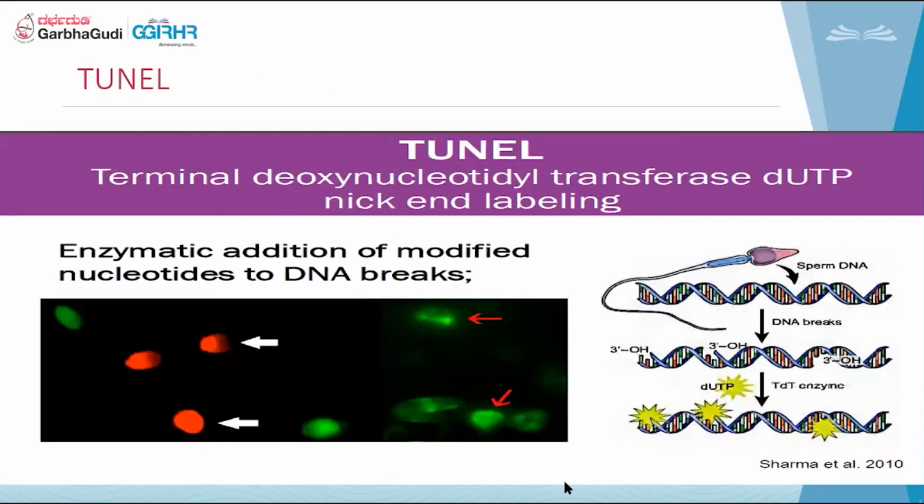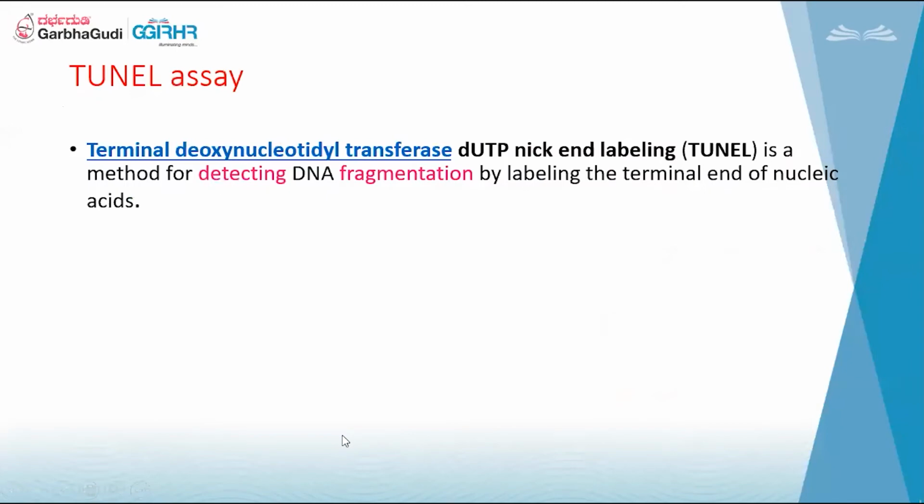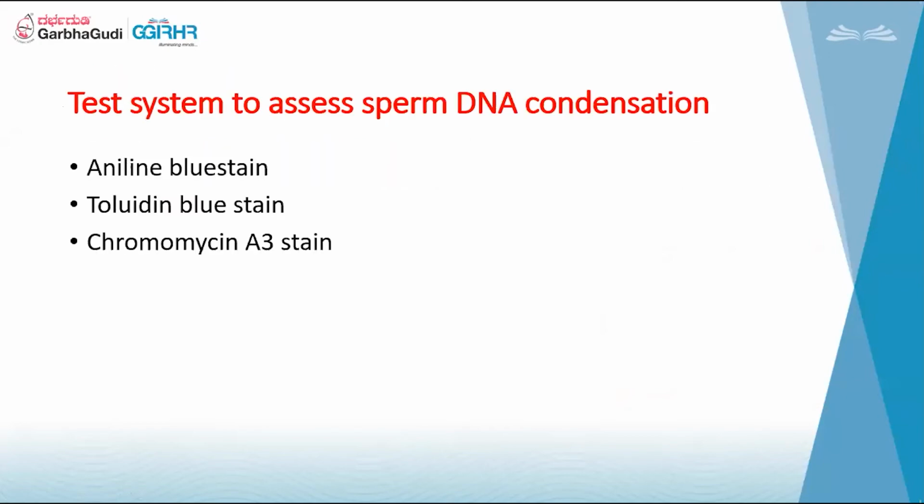Okay, and there is something called terminal deoxynucleotidyl transferase dUTP nick end labeling, the TUNEL assay, and these terms are relatively important. It is the enzymatic addition of modified nucleotides to DNA breaks. You can see this one has much breakage and this one does not, and the breaks are shown in red color. That's all in this test. It is a method of detecting DNA fragmentation. These are just the different methods I'm explaining. And then there are tests that assess sperm DNA condensation, where different stain methods are used.